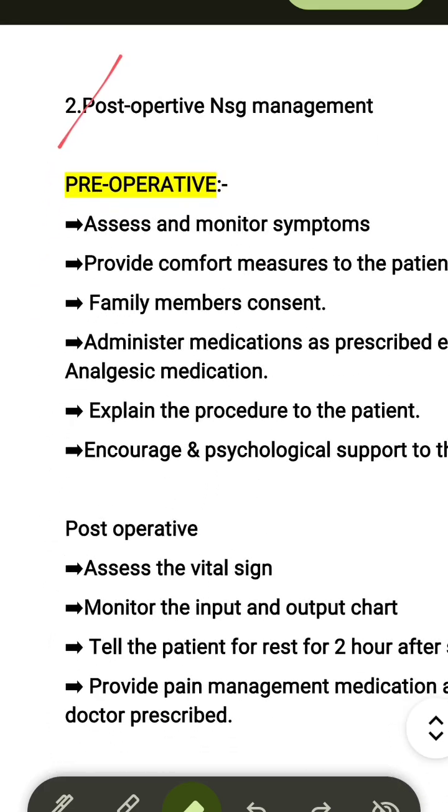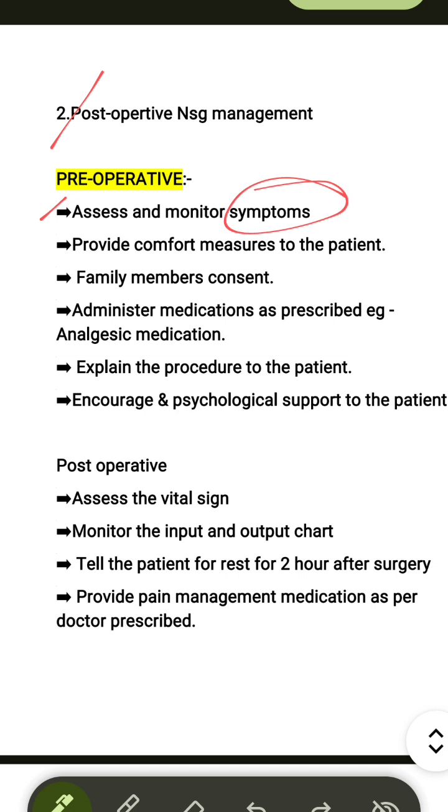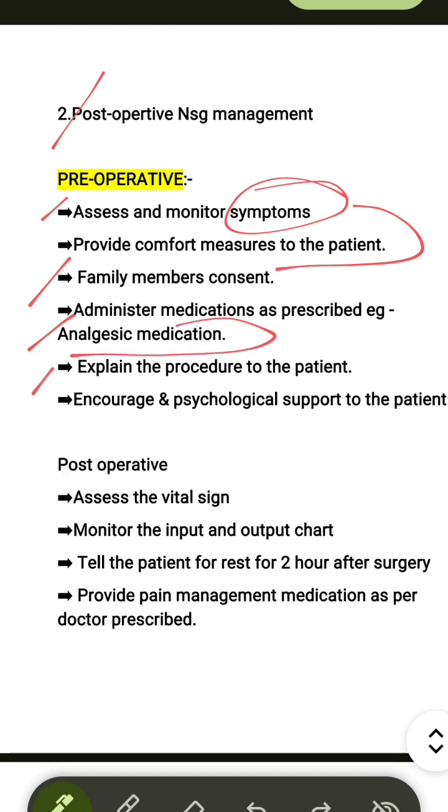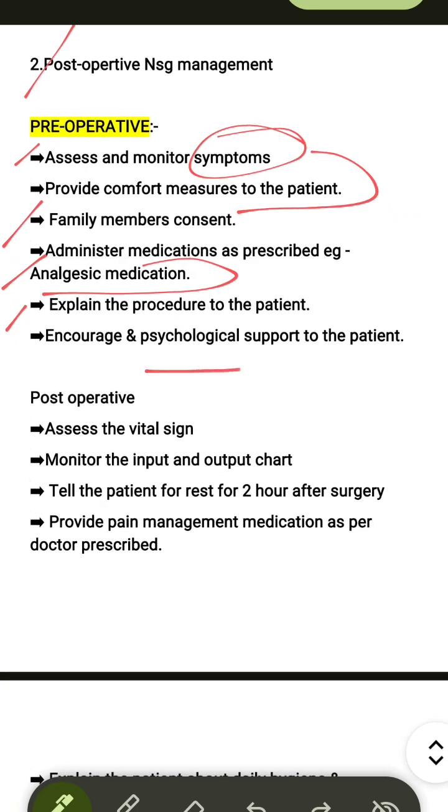In pre-operative nursing management, we have to assess and monitor the symptoms. And next we have to provide comfort measures to the patients, and take family member consent. We have to administer the medications as prescribed, for example analgesic medications. And next we have to explain the procedure to the patients, and we have to encourage them and give psychological support. If the patient has any fear about the surgery, we have to encourage and support them.